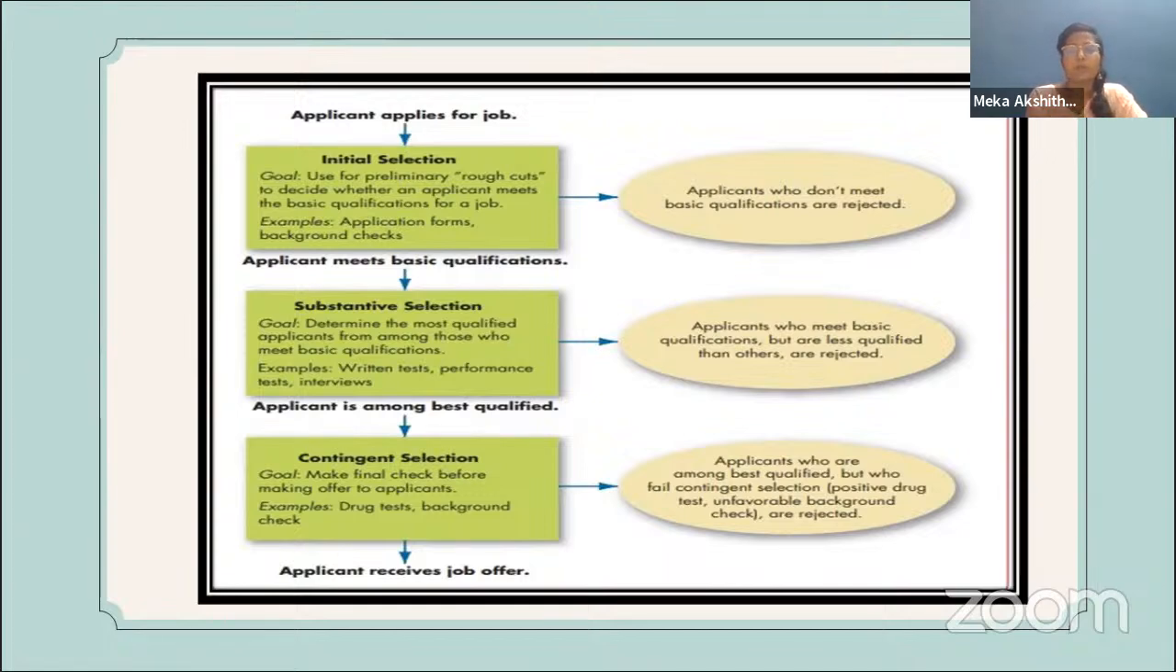For example, if you go for the army or some government exams like SI, we need to have a certain height and a certain stamina, and the medical examination checkup would come under contingent selection. After the contingent selection phase is done, the applicant is offered the job, and he or she receives the job offer. After receiving the job offer also, there will be certain stages. So these are the brief stages. We'll be looking into all the stages.